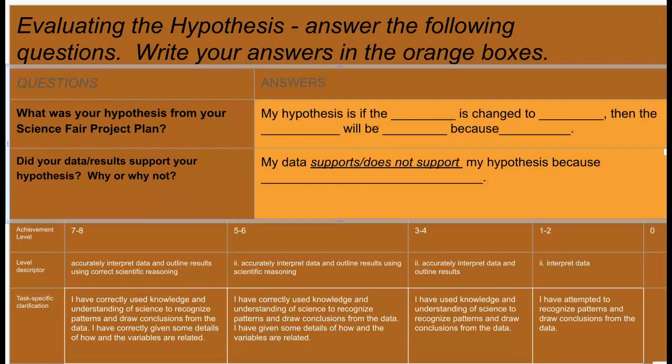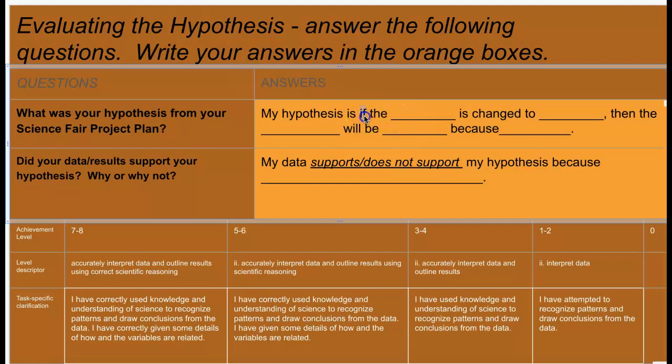So the first one should be easy enough. If you're familiar with your project, you know what your hypothesis is. You can find it in your learning log. The title is Science Fair Hypothesis. Or you can go back to your Criterion B summative Science Fair project plan where your hypothesis is. At any rate, here is a sentence stem for it.